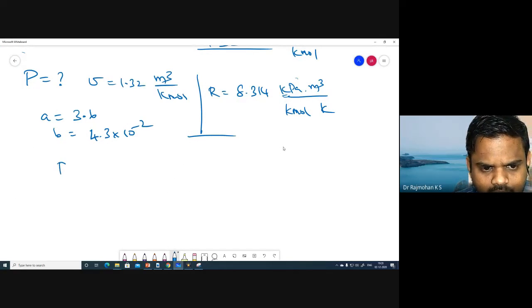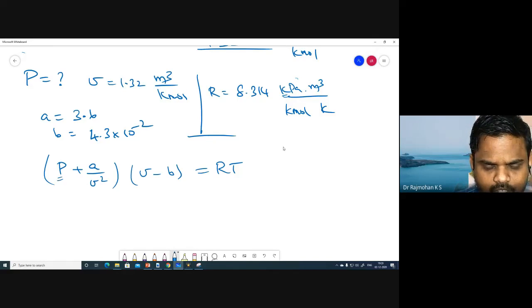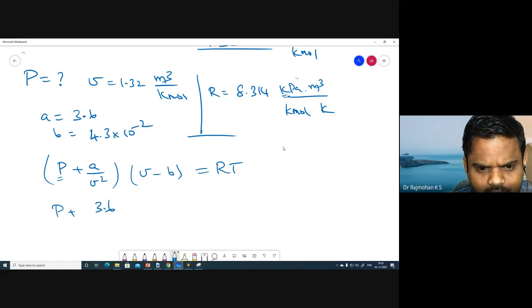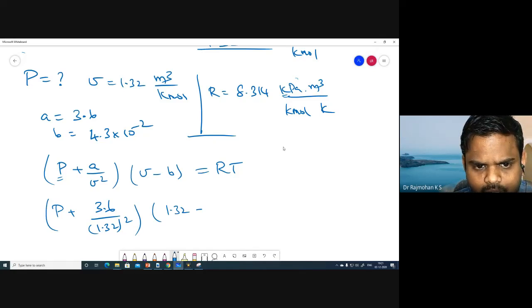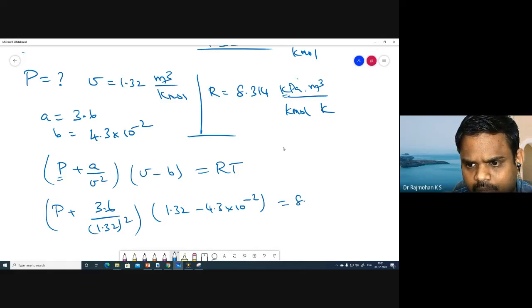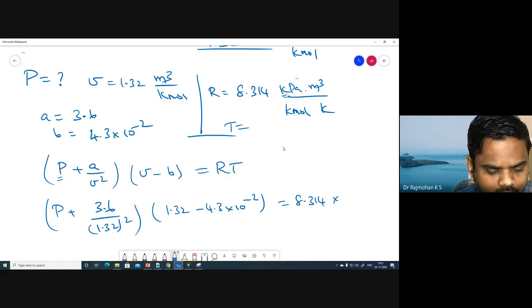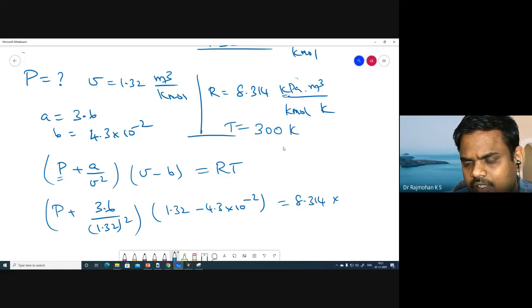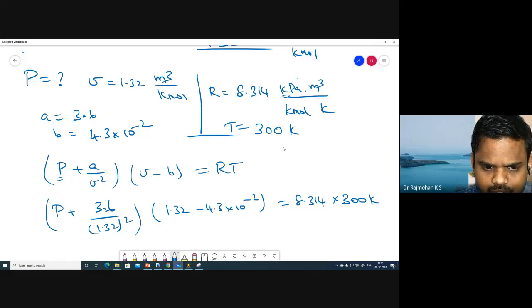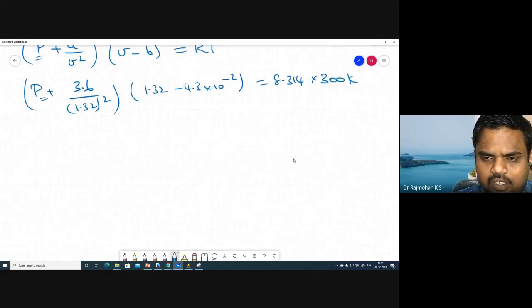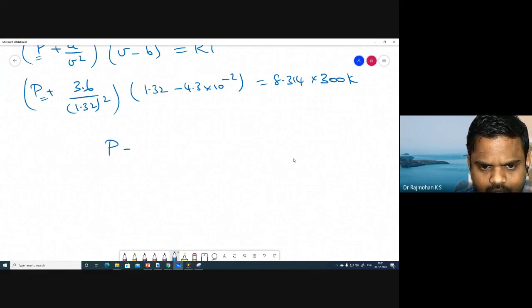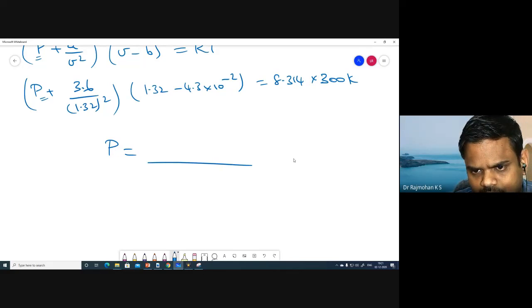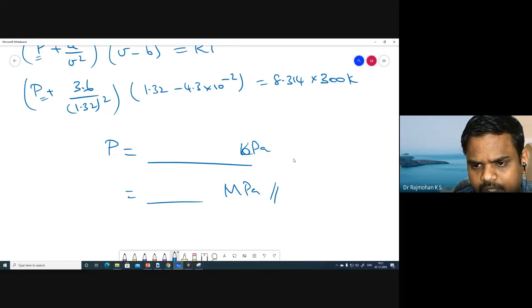So substituting in the equation, P plus A by V square into V minus B is equal to RT, right? This is the only unknown parameter. You can substitute P plus 3.6 divided by 1.32 into 1.32 minus 4.3 into 10 power minus 2 is equal to 8.314 into temperature. What is the temperature here? 300 Kelvin. So the only unknown parameter is P. You may get a quadratic equation, so we have to simplify to get the P value. You will get P in terms of kilopascal, because we are substituting the values in kilopascal. You can write the corresponding megapascal. Okay, please comment your answer.